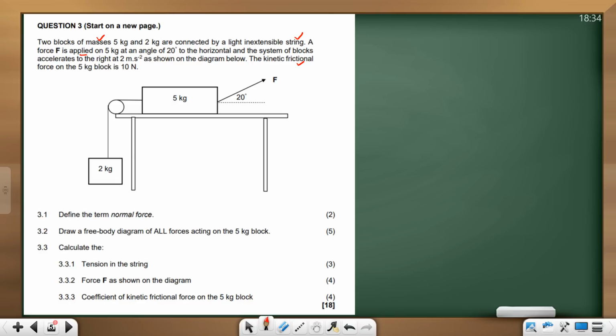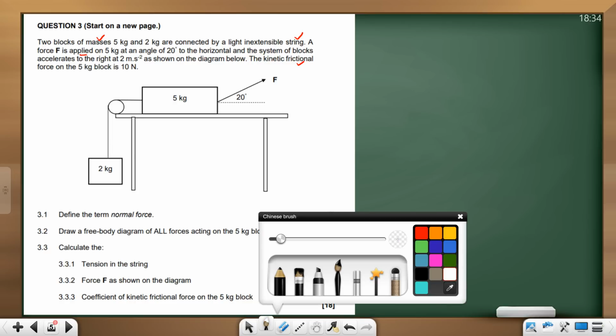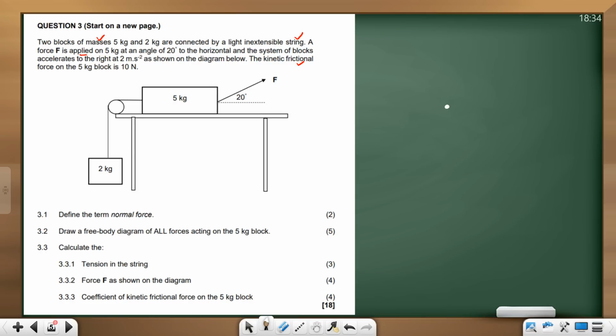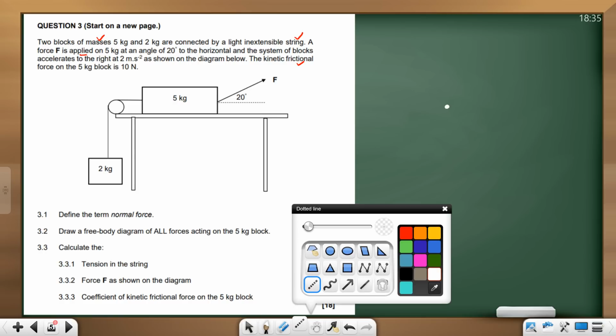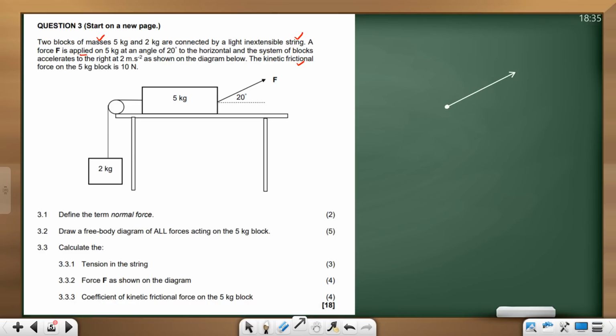On the 5 kg, the first thing I see is that the 5 kg is on the table. It's on the surface, rather. And if it's on the surface, what force are we looking at? Normal force. Lovely. Okay, good. Let's draw. Please, as much as possible, try to use a ruler. Just respect physics a little bit in an exam. Force applied. My normal is that way, right?